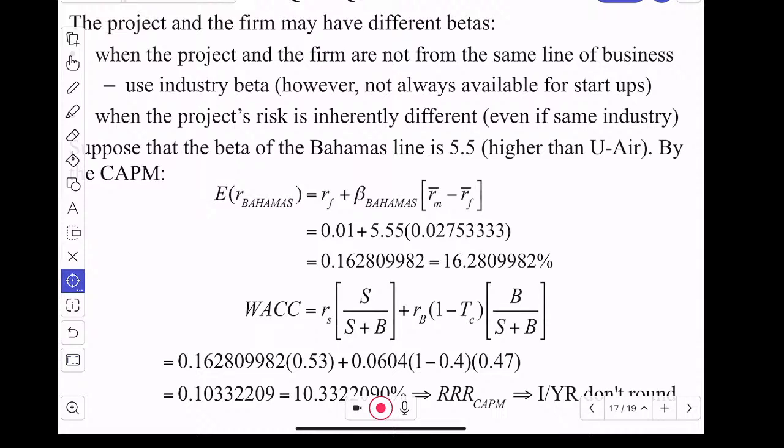And look at this. Our expected return jumps to 16.28. So this is the new required rate of return for equity per dollar invested. So this is the required rate of return of stockholders in the firm.